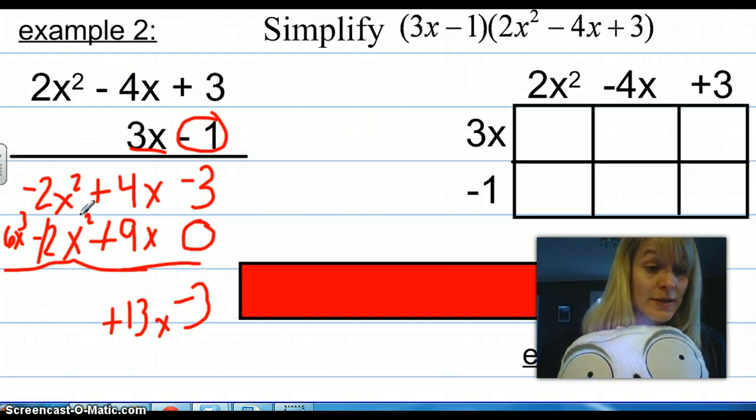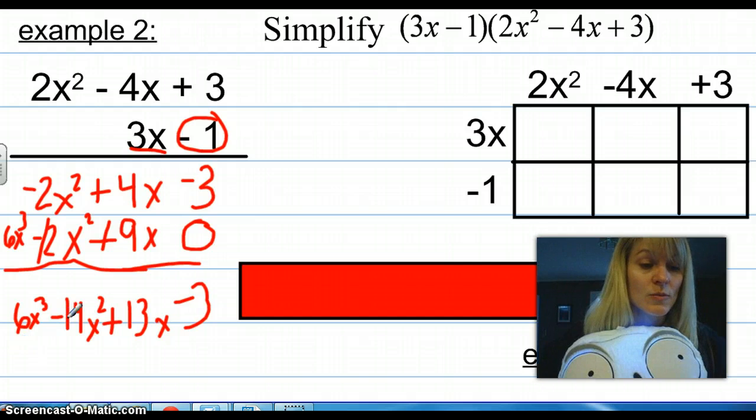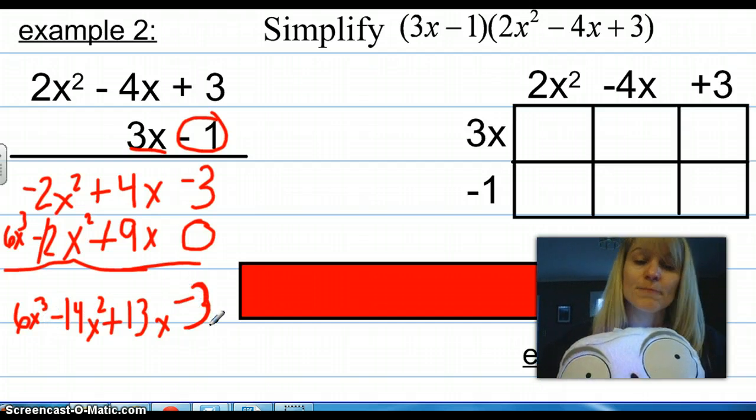And then our x squareds are lined up. We have -2 and -12. So it's going to give you -14x squared. Those are like terms. And then we have 6x to the third, no other x to the third, so it just goes here. And then that's my answer: 6x to the third minus 14x squared plus 13x minus 3. And that is a polynomial, and we need to make sure we have it in descending order. My highest exponent is 3, then 2, then 1, then none.